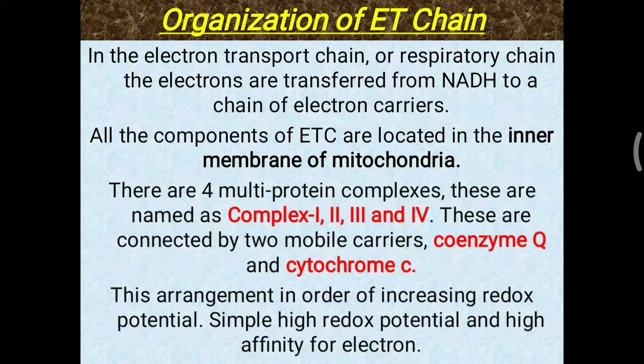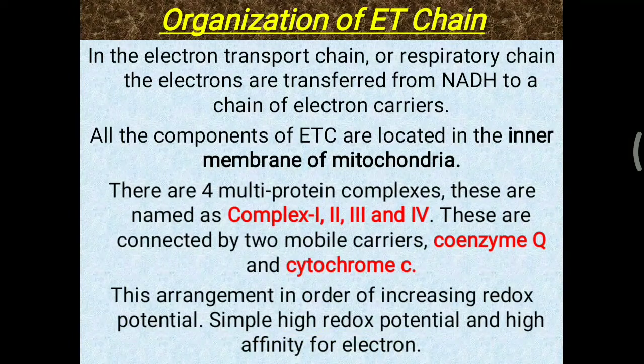This arrangement is in order of increasing redox potential. Simply, the redox potential is lowest with NADH, which is the starting point of complex 1. Gradually the redox potential increases up to complex 4, and lastly the electron is transferred to the highest redox potential, that is oxygen. So simply, oxygen has a high redox potential and high affinity for the electron.